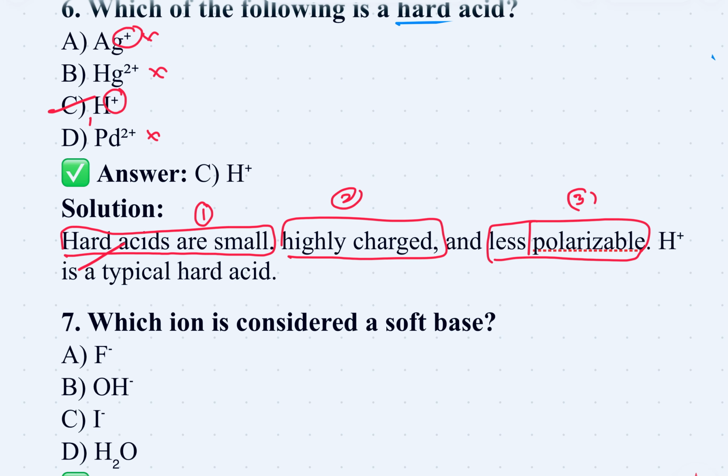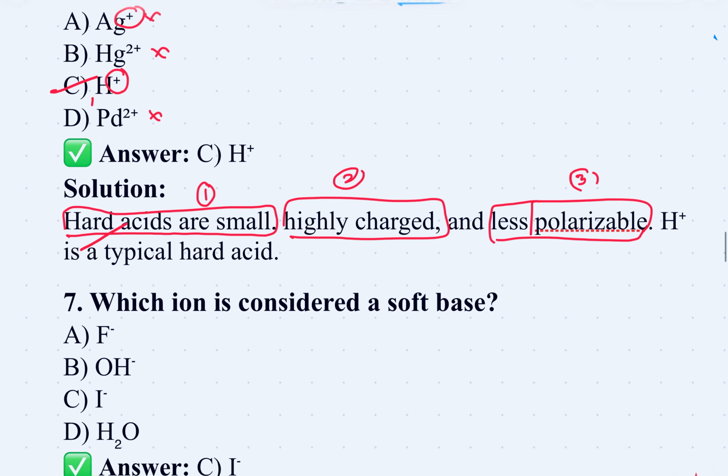Metals are highly polarized when compared to non-metals. Here hydrogen is non-metallic in nature, though it sometimes loses an electron like a metal. But as an element, hydrogen is a non-metal with some metallic nature. The remaining ones, silver and mercury, are metals. Therefore, they have high polarization, but here low polarization is required. Therefore, the hard acid is H plus. Clear, student? Those are the three points. Don't forget: first, hard acids have small size.